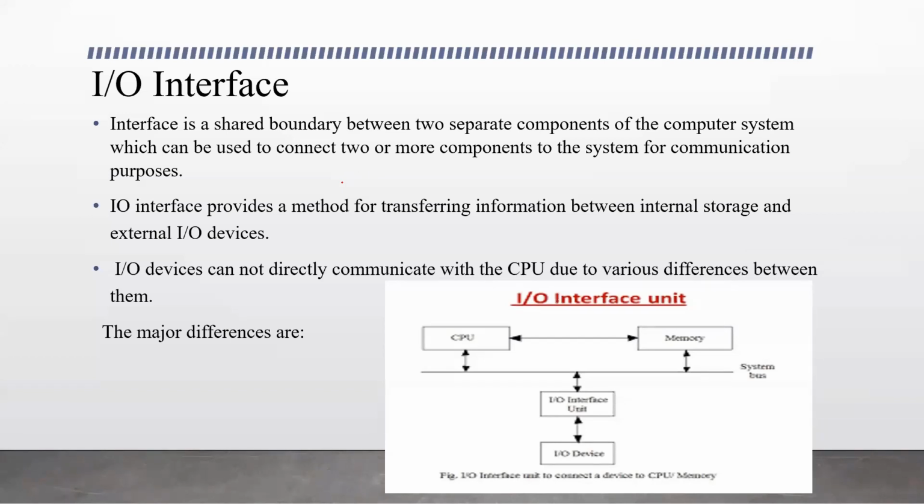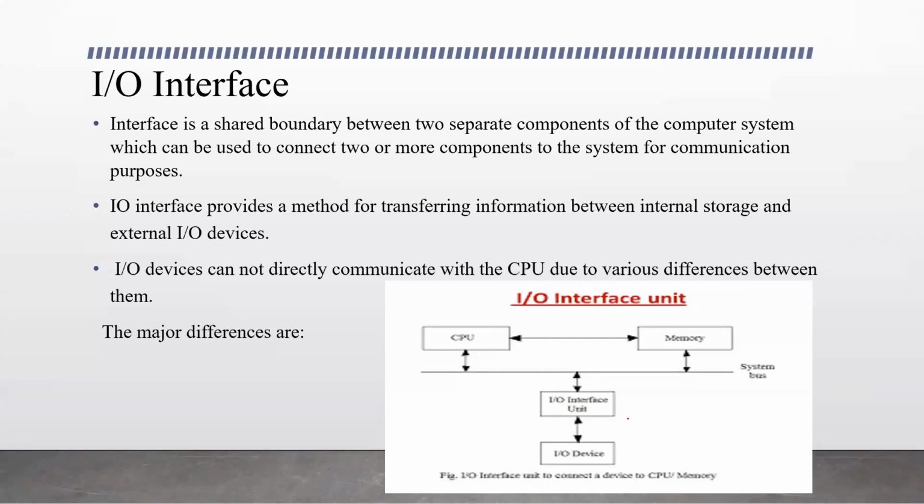So to connect these input-output devices, to connect these peripherals to the internal components of the system, the communication interface, the component that comes in between and connects both the internal components and the external components, is called the interface. For the internal components of the system to communicate with the outside world through the input-output devices, we need the interface. It is a boundary between these internal and external components.